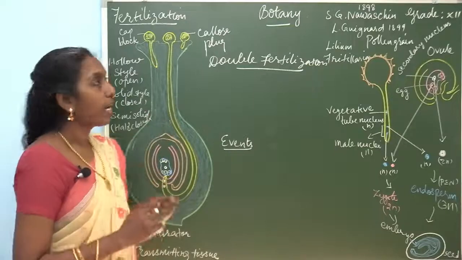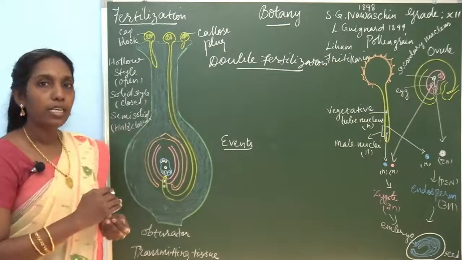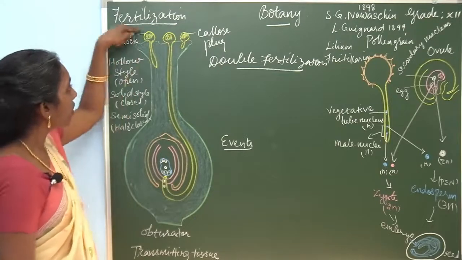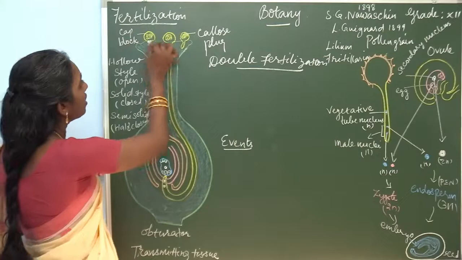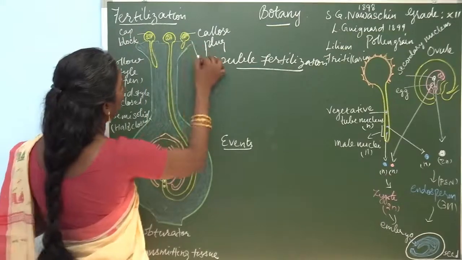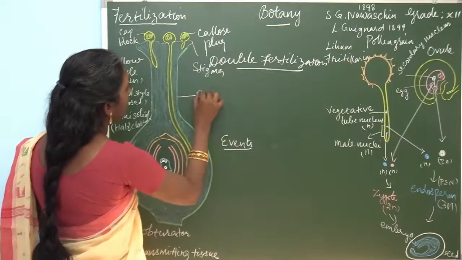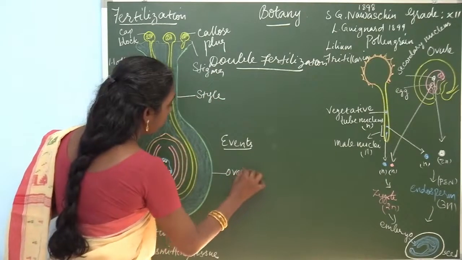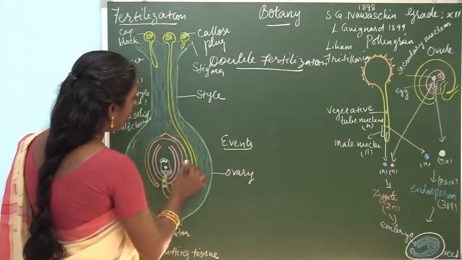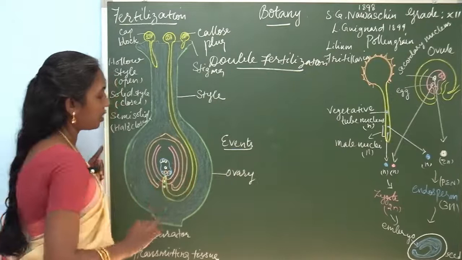These are the pollen grains. The pollen grains are deposited on the surface of the stigma. This is the stigmatic region, the stigma. This is the style and this is the ovary. Here is the ovule, and inside the ovule is the embryo sac.